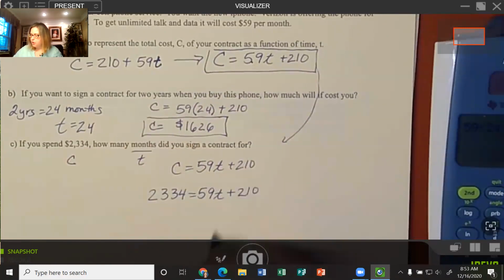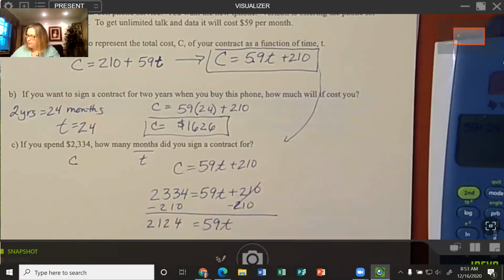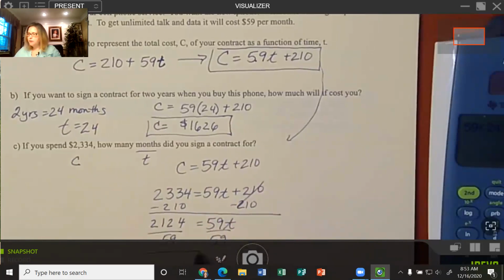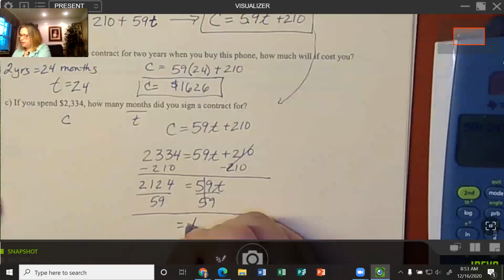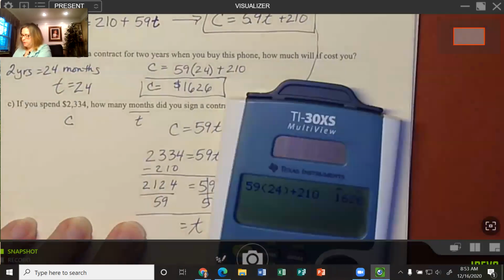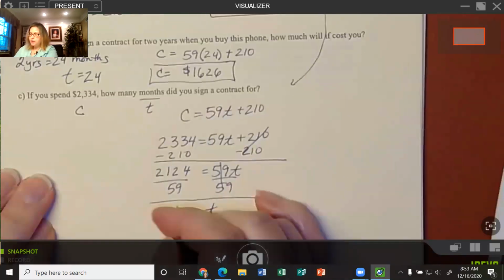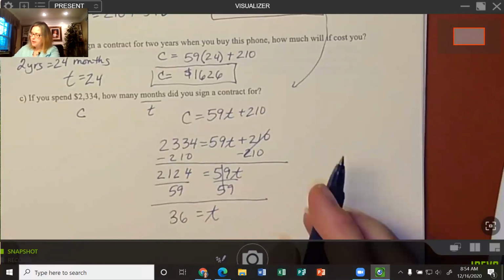So we would use our order of operations in reverse, and divide by 59. Remember, 59 divided by 59 is 1, so we get 1t is equal to 2,124 divided by 59, which would be 36. So we signed a 36-month contract. And then we know that T was in terms of months, so this is a 3-year contract. Okay, so I signed a 3-year contract.